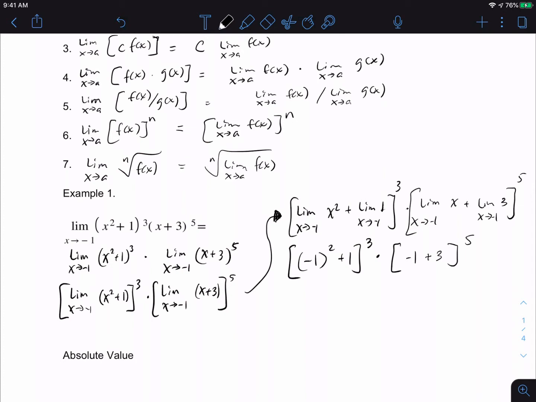So I'm going to get 2 to the 3rd times 2 to the 5th, which will give me 2 to the 8th. And 2 to the 8th is, we all have it memorized, right? It's 256. I'm just kidding. I have it written down.